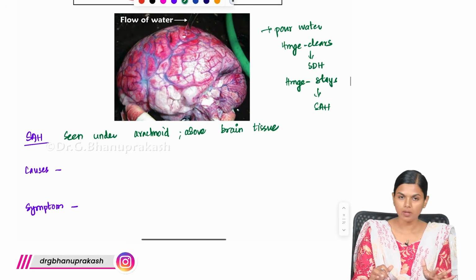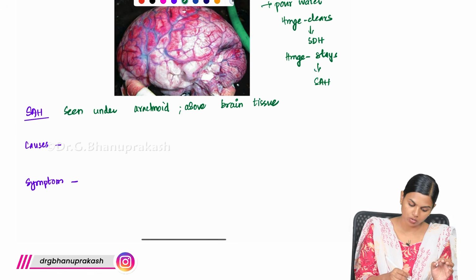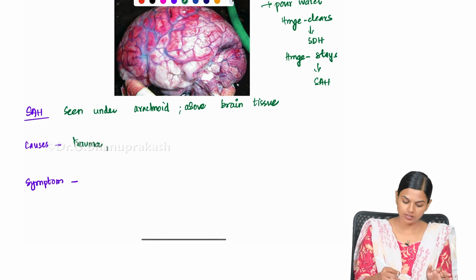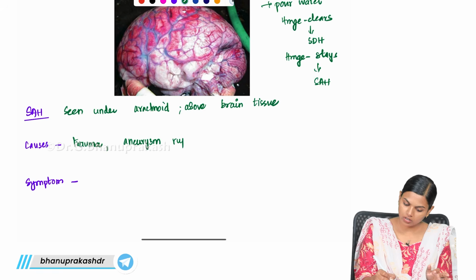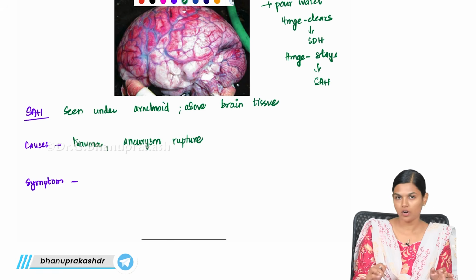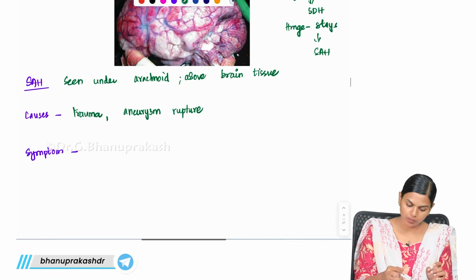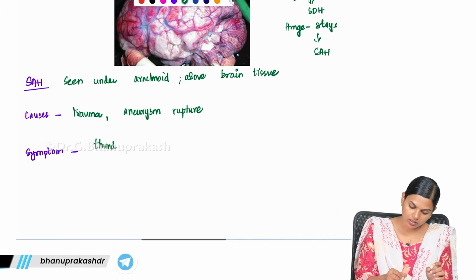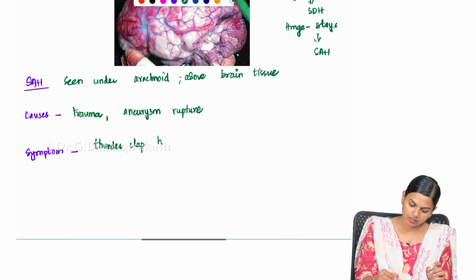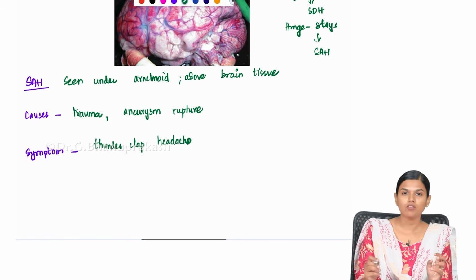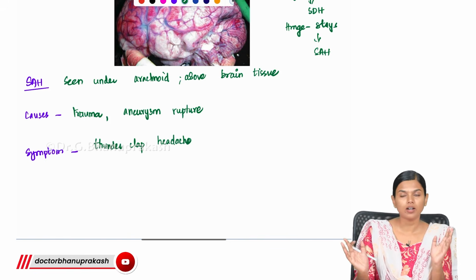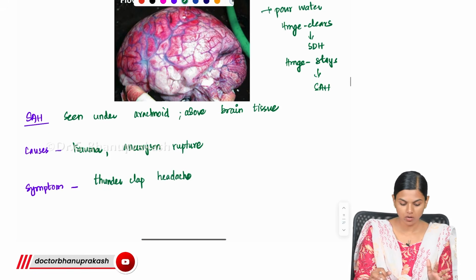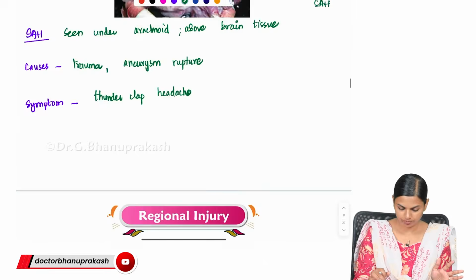And this subarachnoid hemorrhage, mostly it is due to trauma and sometimes due to pathological reason like aneurysm rupture. If there is any aneurysm rupture, you can see this subarachnoid hemorrhage, and this subarachnoid hemorrhage always presents with this thunderclap headache. They will have very severe headache which will look like a thunderclap, like thunder had clapped their head, like that they will feel. So this is how subarachnoid hemorrhage happens.